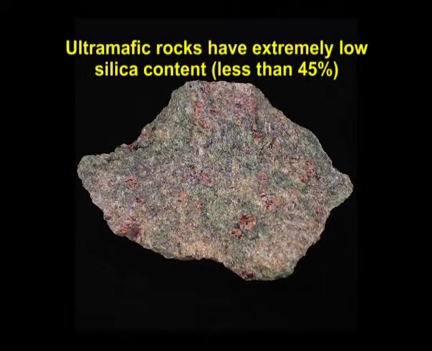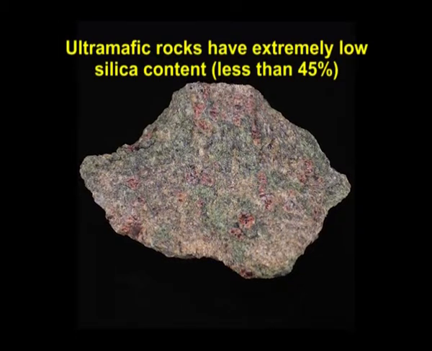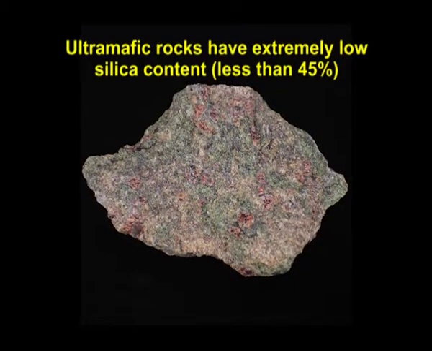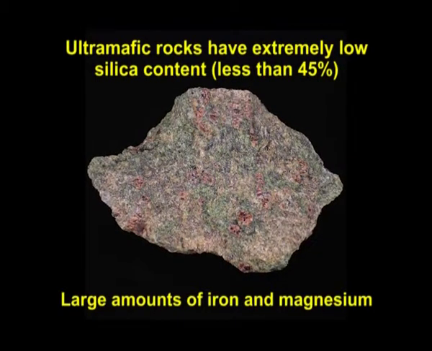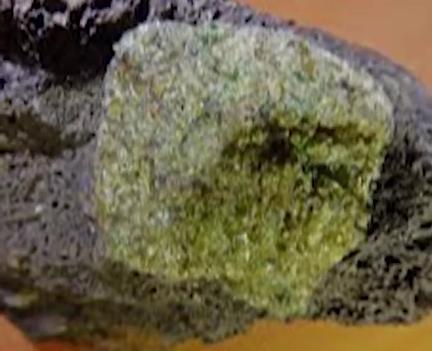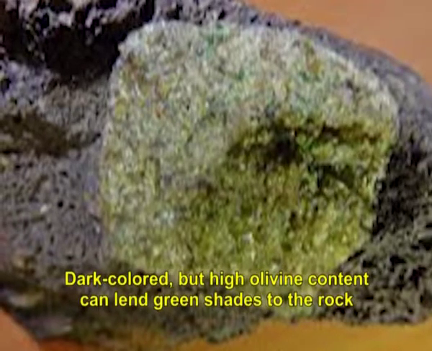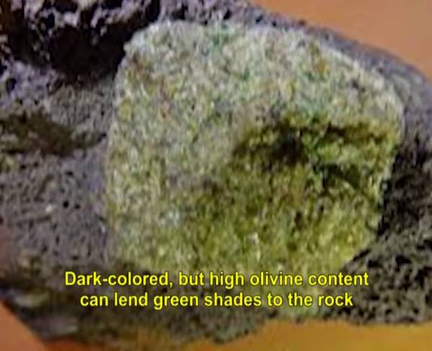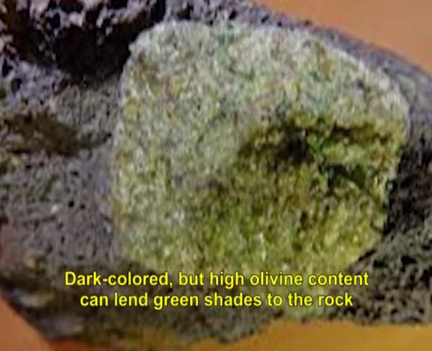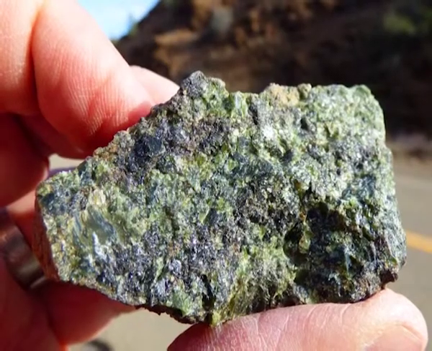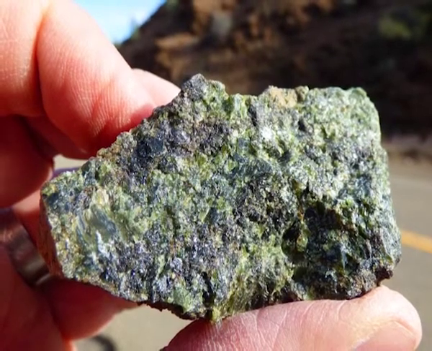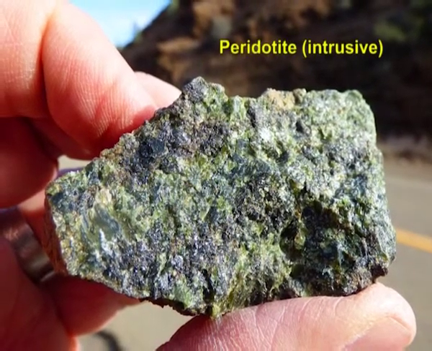Ultramafic rocks have extremely low silica content, less than 45%, and contain large amounts of iron and magnesium. They are usually dark colored, but high olivine content can lend green shades to the rock. Other rare colors can be found. An example of ultramafic rock is peridotite, intrusive.